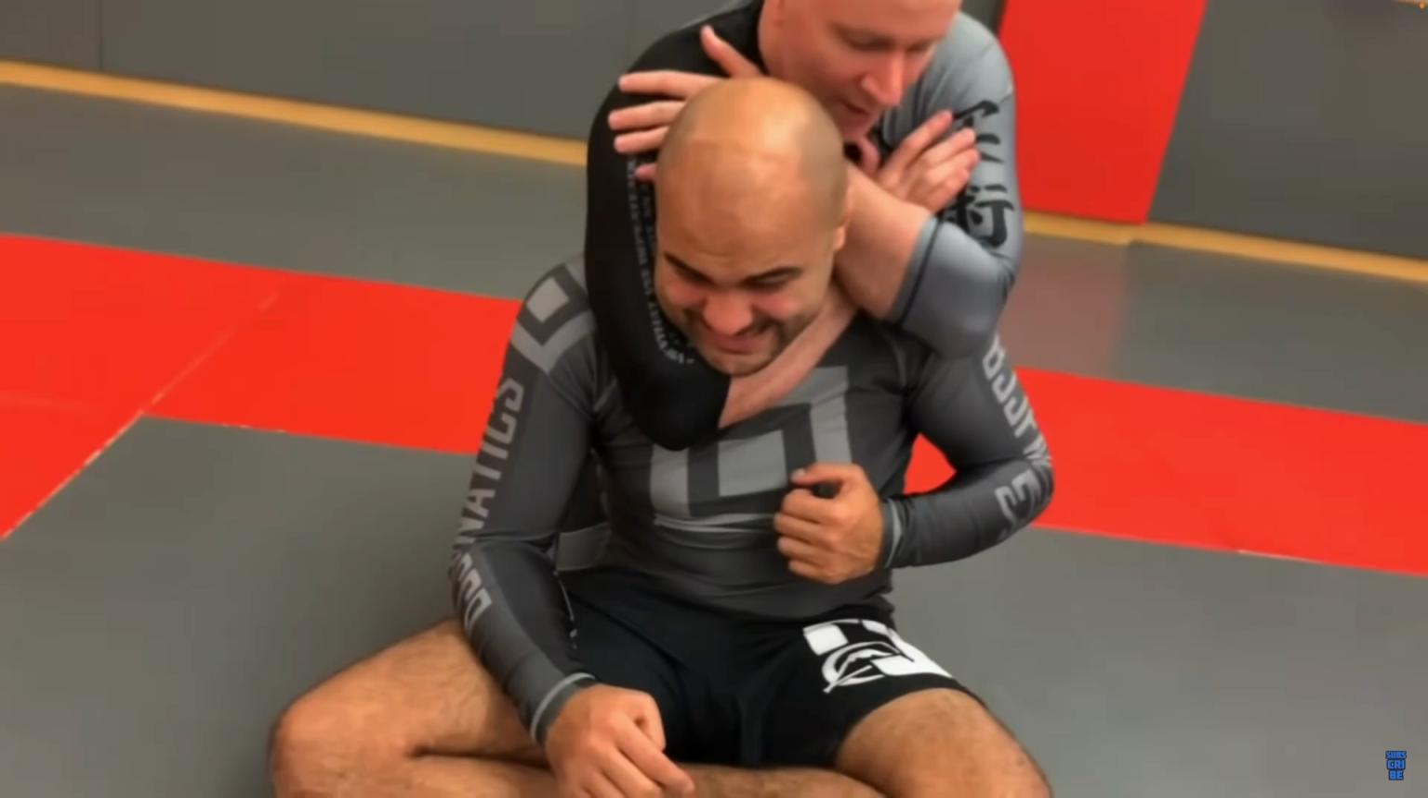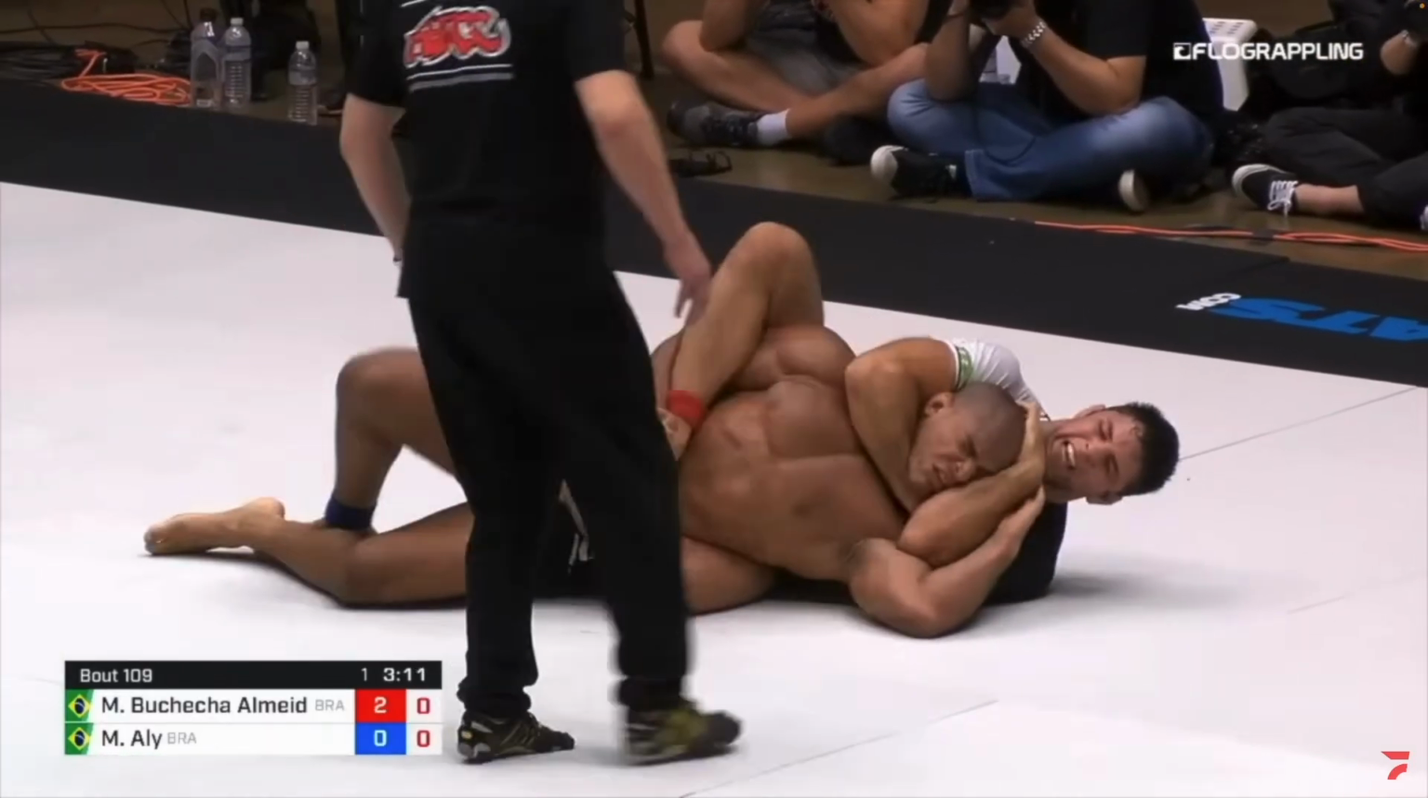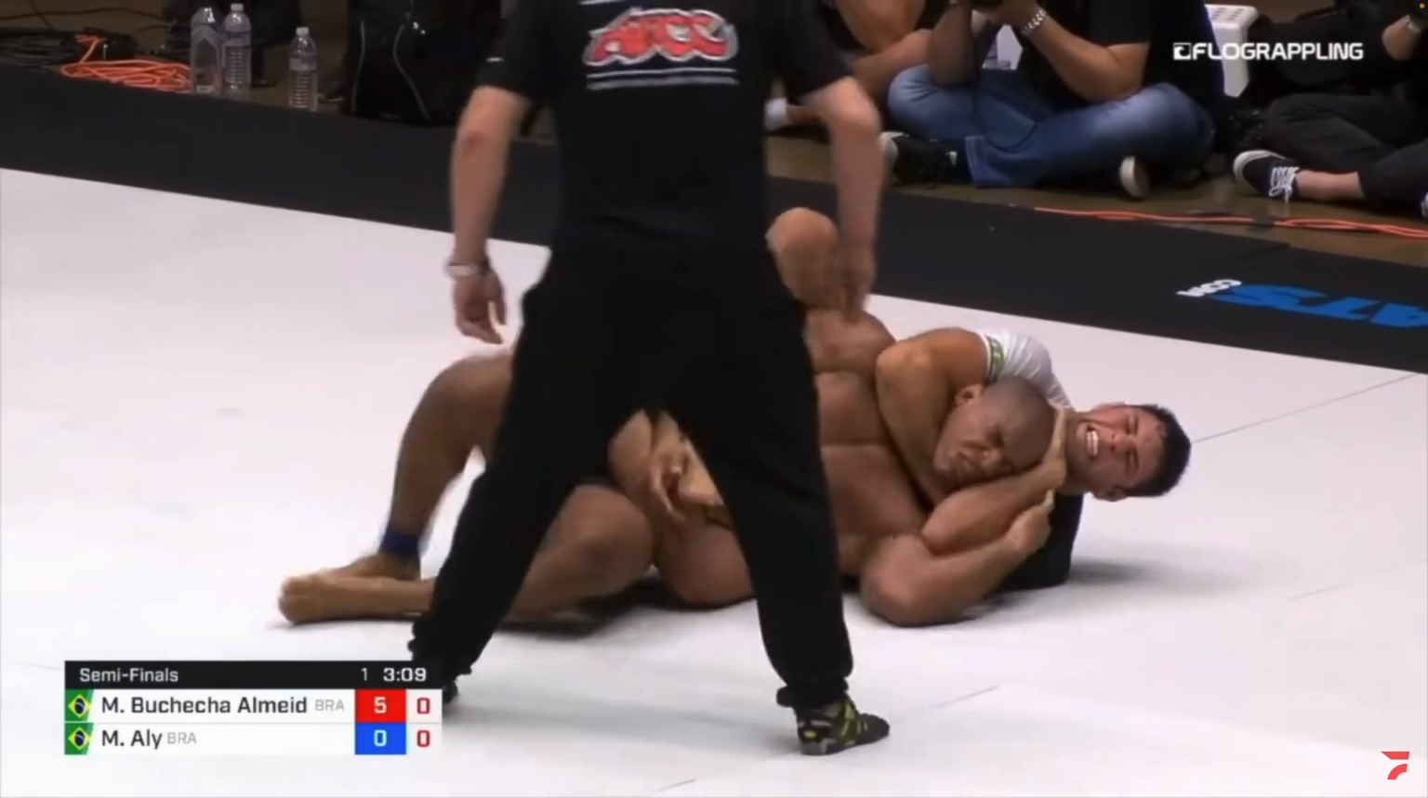Now in an ideal world, we lock in a full rear naked choke under the chin, and we would have our elbow perfectly aligned with their chin so that we can cut off the blood flow on both sides of the neck. Now this is a beautiful thing to strive for, but in reality, it's probably not going to happen. But there are a few things to look out for to make this easier.